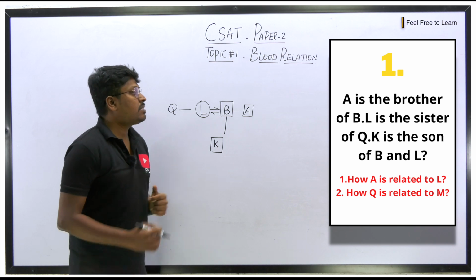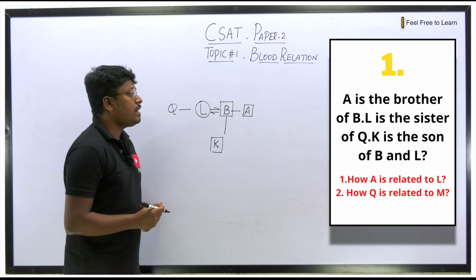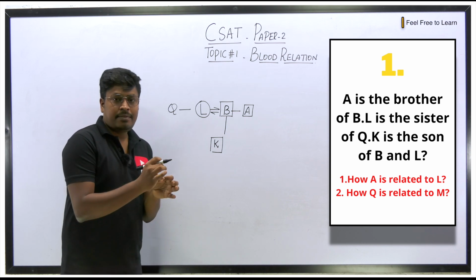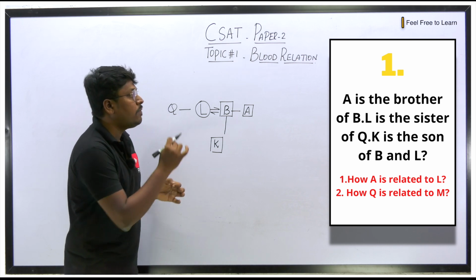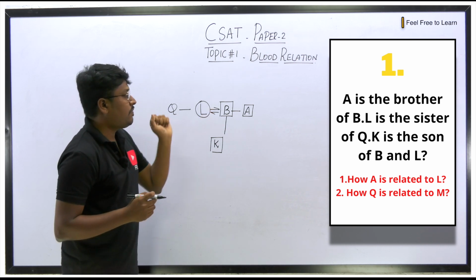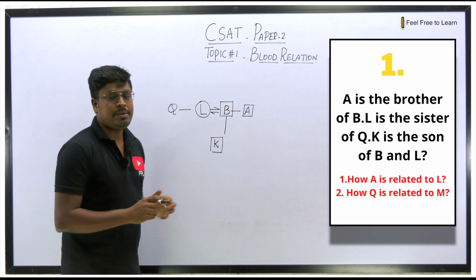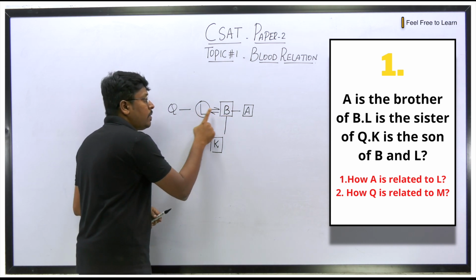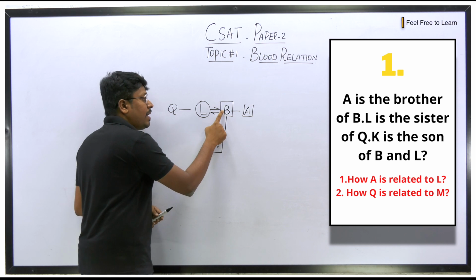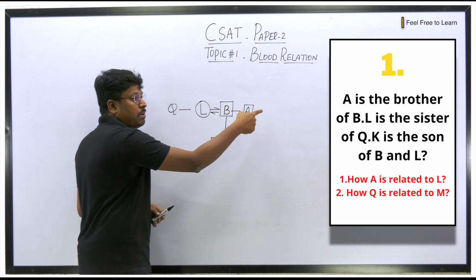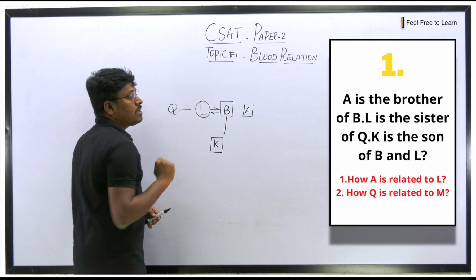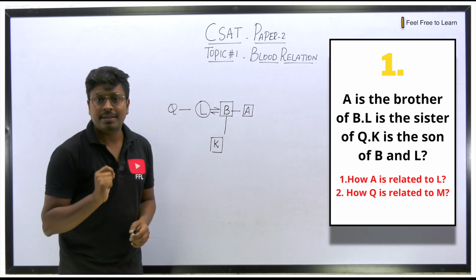Got it? So the first question they have asked: how is A related to L. So from L, we have to say the relationship of A. Yes or no? Yes, from L, we need to see what is the relationship of A. From L, we know that B will be the husband. So husband's brother should be called brother-in-law. So the answer for question number 1 is brother-in-law.